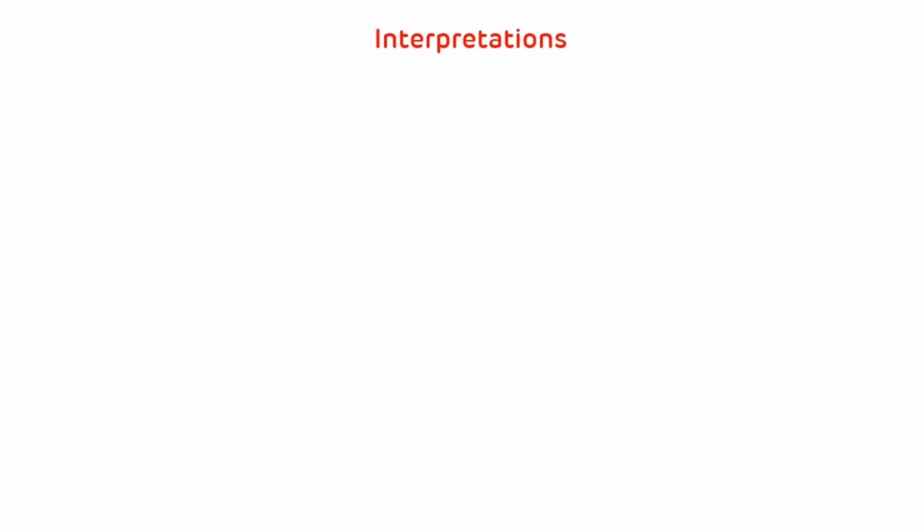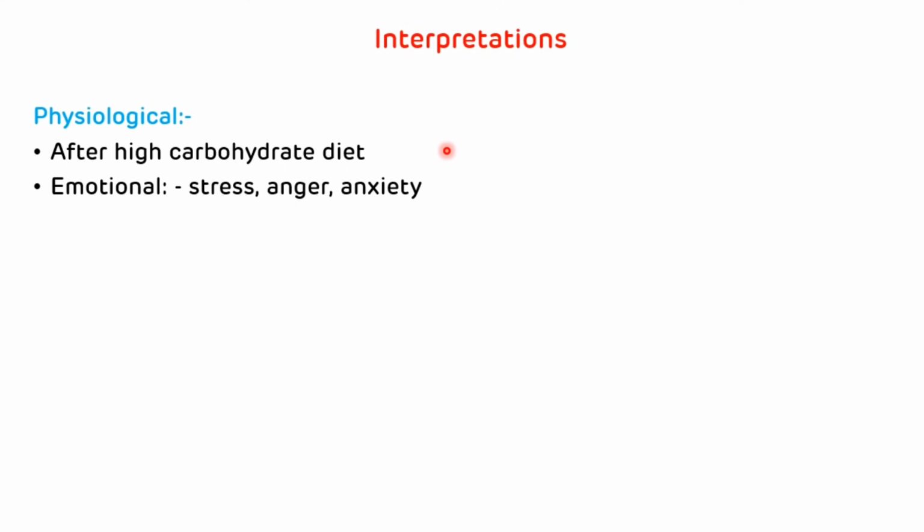Now, interpretations of value. First we will see the hyperglycemia, the available reasons for the hyperglycemia. There are physiological reasons and there are pathological reasons. The physiological reasons for the hyperglycemia are after a high carbohydrate diet, emotional factors, that is stress, anger and anxiety, that also can lead to the hyperglycemia, and pregnancy. So pregnancy can also lead to the hyperglycemia.